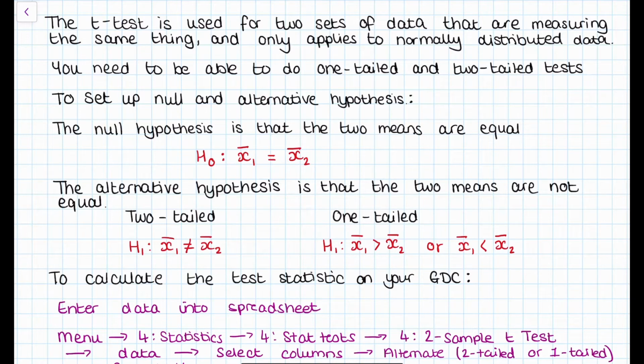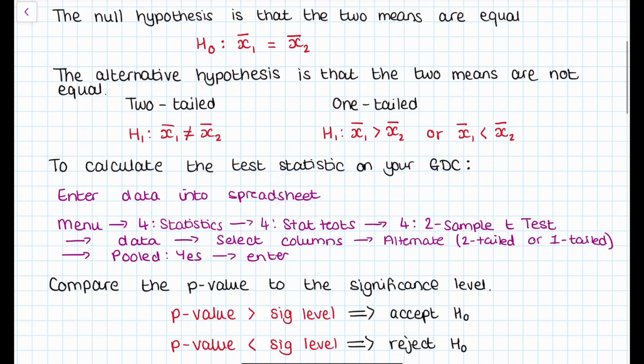To calculate the test statistic on your calculator, you're going to enter the data in the spreadsheet. Then you follow these steps. So you go menu, statistics, stat test, two sample t-test. It'll come up with a box there where you need to select that the data input method is data. In the next screen that pops up, select your data for the columns. In the alternative hypothesis section, either select a two-tailed or one-tailed that matches your alternative hypothesis. Make sure pooled is yes and then press enter and the values will appear.